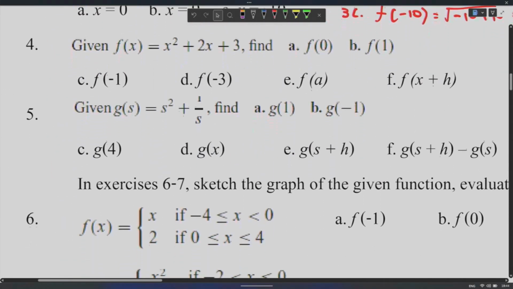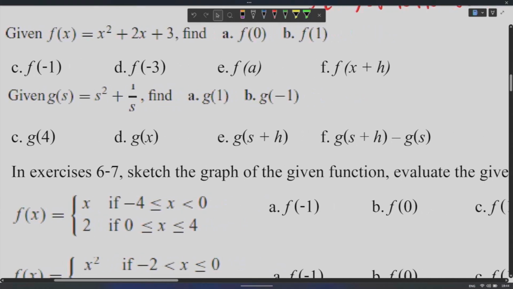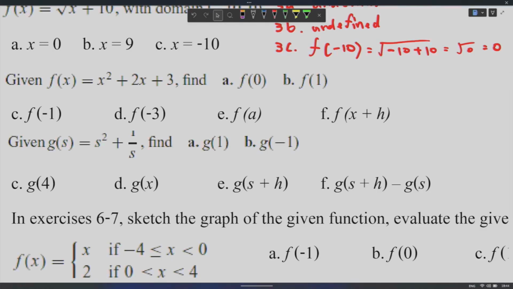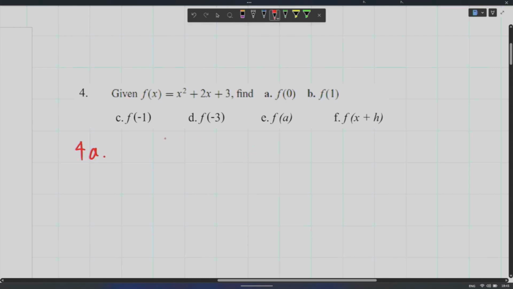Now, question number 4. Given f of x equals x squared plus 2x plus 3, find a, b, c, d, e, f. f of 0: we can substitute the x with 0. So it's 0 squared plus 2 times 0 plus 3, which is 3.